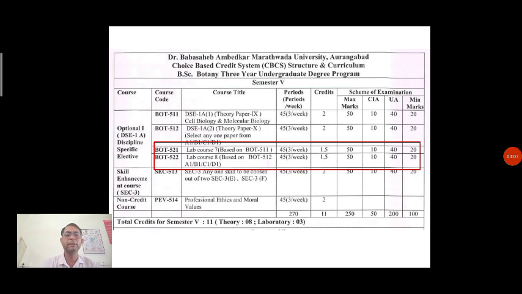So when we look at the total of the semester marks, here you can see the total marks is 250. Out of these 250, 50 marks are for the internal assessment and 200 marks are for the university assessment. So this is the total about the syllabus of the 5th semester. Now I am dealing with cell biology and molecular biology, that is paper number IX or 9, and the number of this paper is Bot 511.